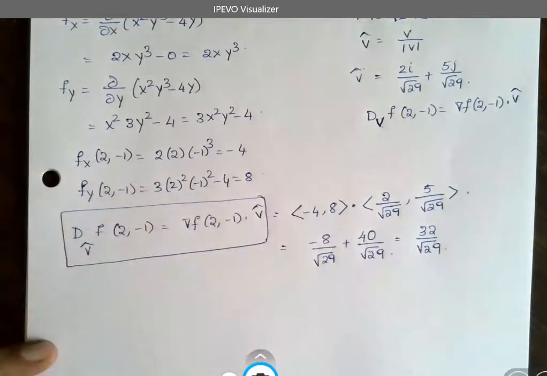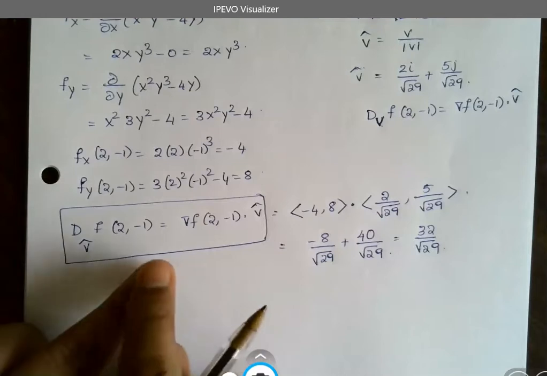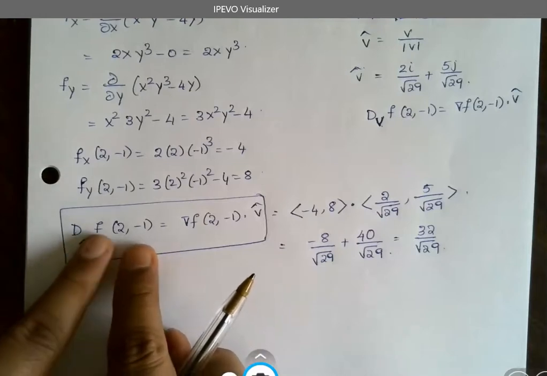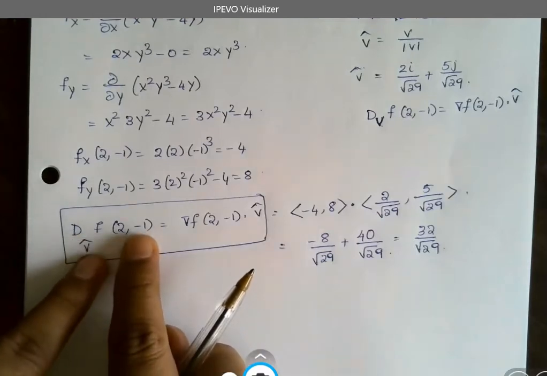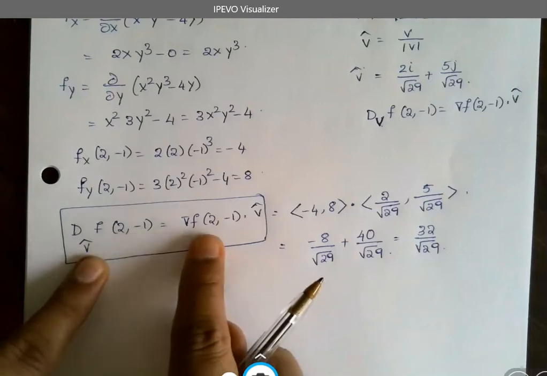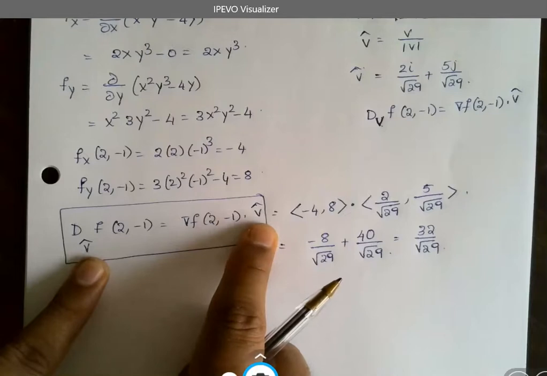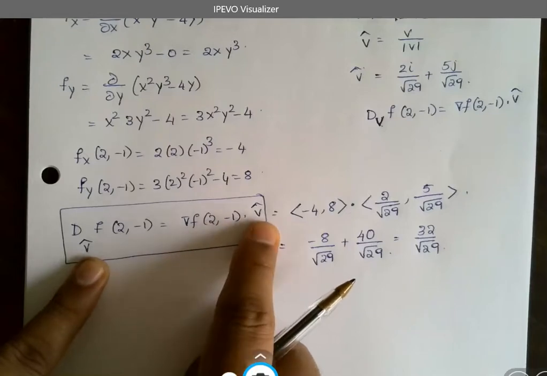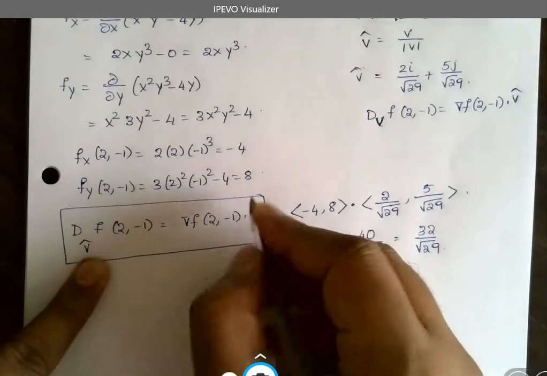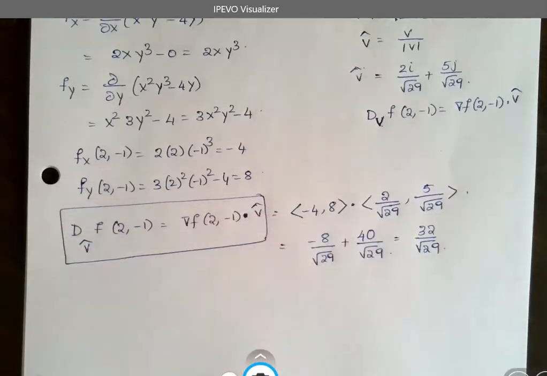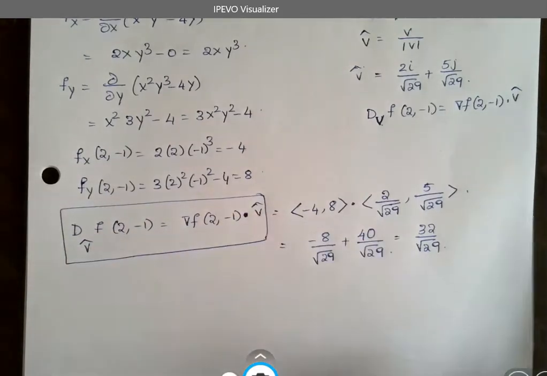That's the key thing, the takeaway from this problem. The directional derivative of the function at a point in the direction of the unit vector is given by the gradient of the function evaluated at the point dot product with the unit vector, not times. It's a dot product. Remember that. That's the big takeaway from this.